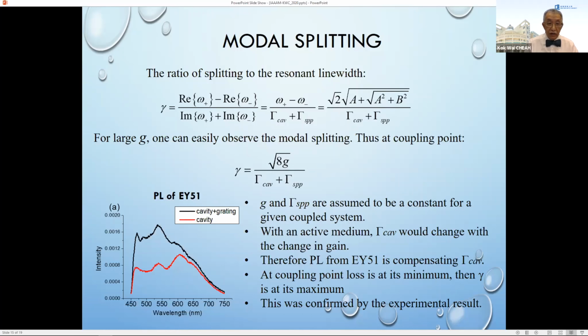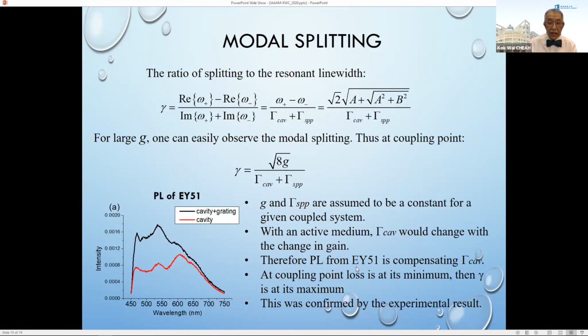Now G itself, which is the modal coupling, as well as the loss of the SPP, we can assume to be really a constant. They are really constant within a coupled system, as we are not changing anything at all. Whereas the loss of the cavity would change because of the contribution of the active medium, and therefore the loss of the cavity could be reduced, approaching the loss of the SPP, and even approaching 0.